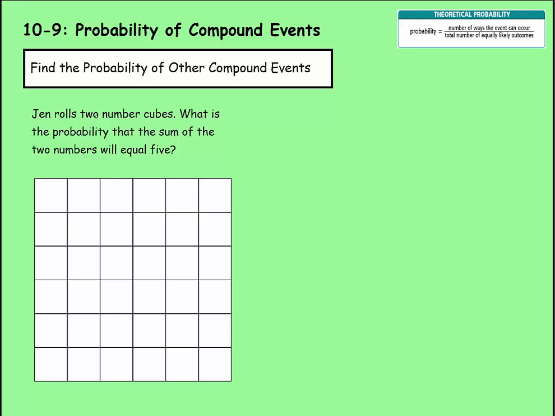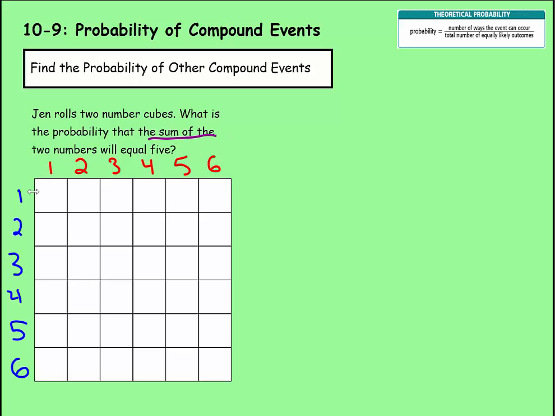It says Jen rolls 2 number cubes. What is the probability that the sum of the 2 numbers will equal 5? So we can make the columns our first roll of the number cube, and then the rows the second roll. So number cube could be 1, 2, 3, 4, 5, or 6. And the second one could be 1, 2, 3, 4, 5, and 6. So we're looking for the sum of these number cubes.